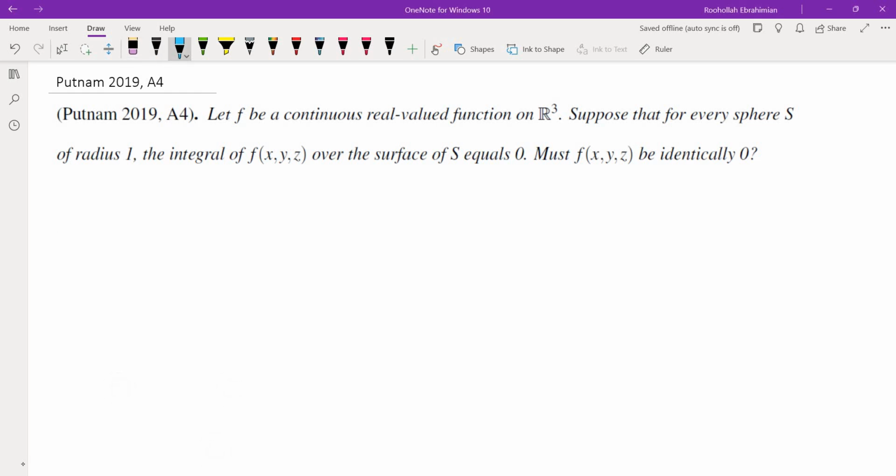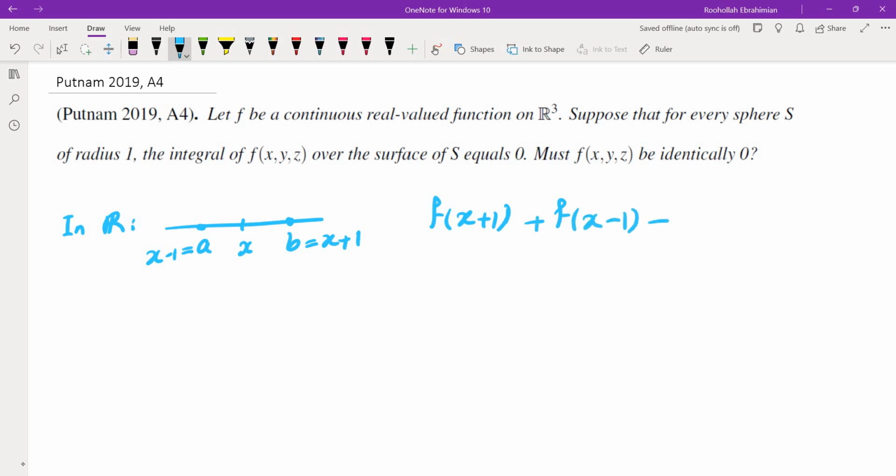So I'm going to start with the idea of the solution. In 1 dimension in R, what we're looking for is a sphere of radius 1, which means basically 2 points, A and B, whose difference is 2. If the center is x, this would be x minus 1 and this would be x plus 1. So what we're really interested in is whether we can find a function that is not 0, but f of x plus f of x minus 1 is equal to 0. So can we find a function like that?